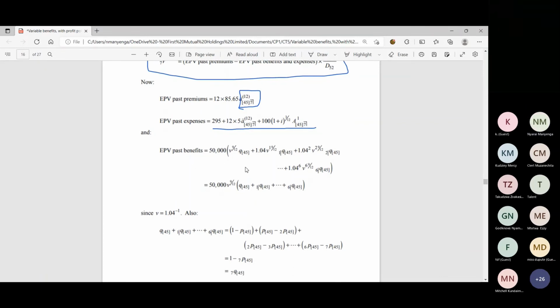So for the past benefits, the expected present value of the past benefits now would be as before. We've done before up to the 7 years, v to the power 9 over 12, the same as before, but up to the 7th year. And if we take out v to the power 9 over 12, this just basically simplifies to Q45, because the V is valued at 4%. So once we've taken out the 9 over 12, you find that this would be 0.04 V, and V is 1 over 1.04. So it would then cancel out everything.